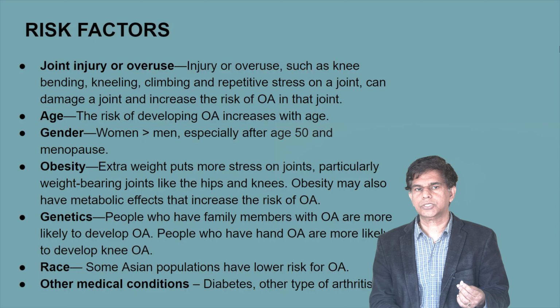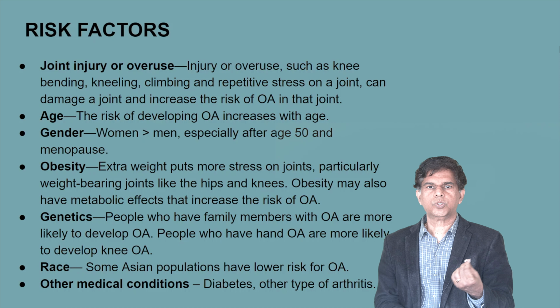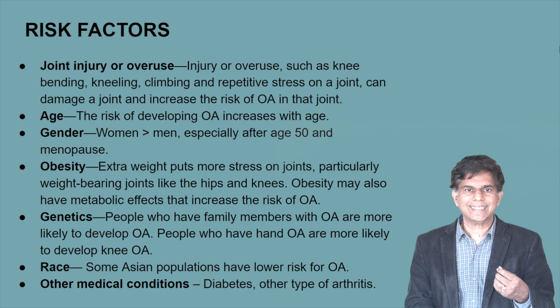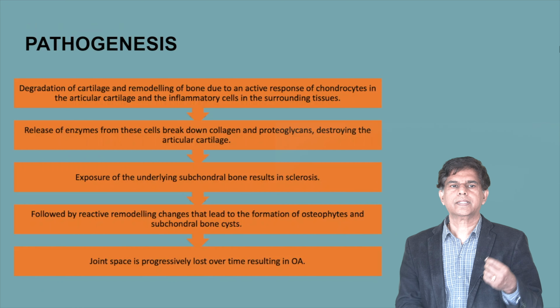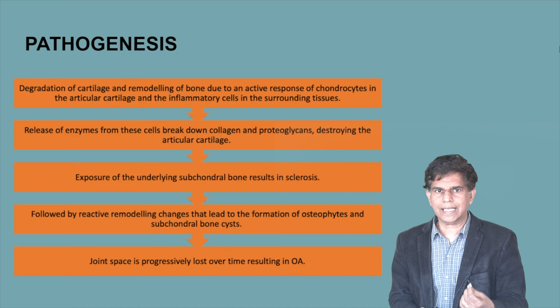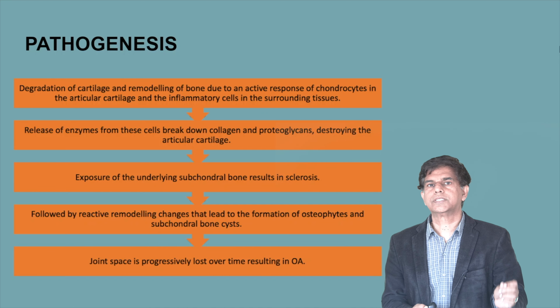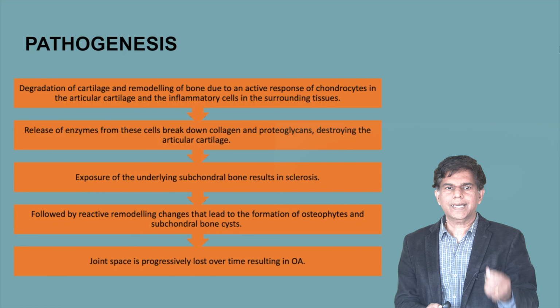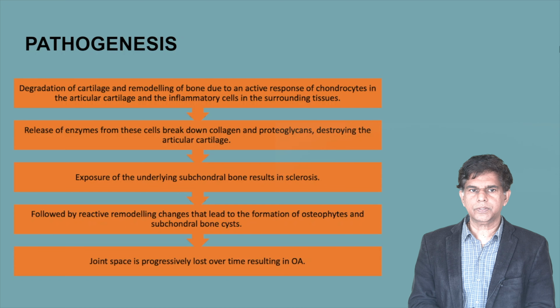If you look at the pathogenesis, I'm going to go really fast. Degradation of cartilage and remodeling of the bone due to an active response of chondrocytes in the articular cartilage and inflammatory cells in the surrounding tissue. Then you get release of enzymes from these cells, which break down collagen and proteoglycan, and then it destroys the articular cartilage, okay? And then exposure of the underlying subchondral bone results in sclerosis.